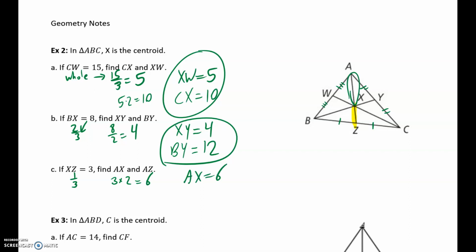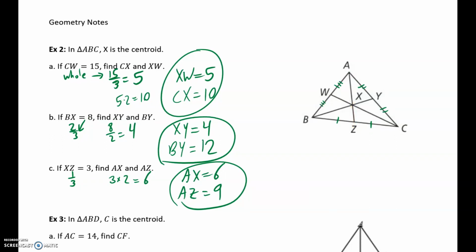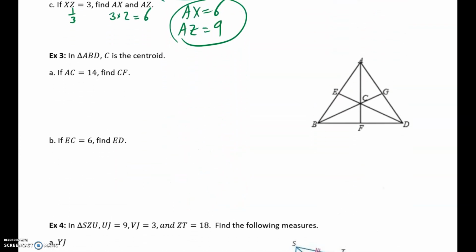That's 6. And to get the whole thing, you could simply add 3 plus 6, which is 9. Or you could take the 1/3 part times 3. 3 times 3 is 9 as well. It's sort of your choice, okay? All right, let's keep going.